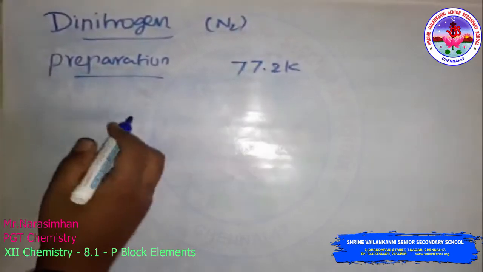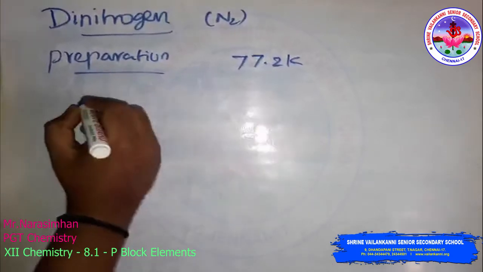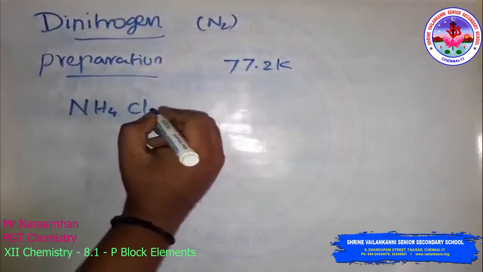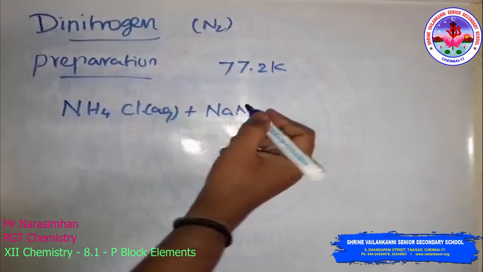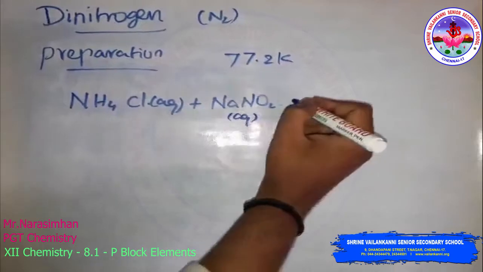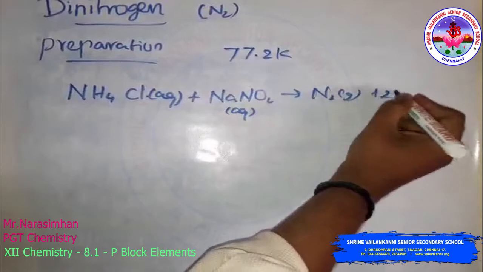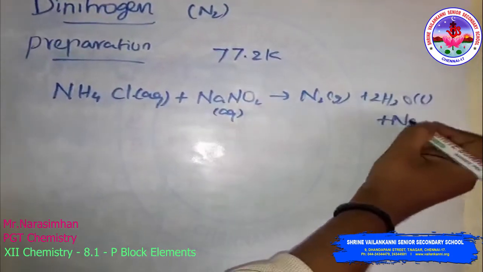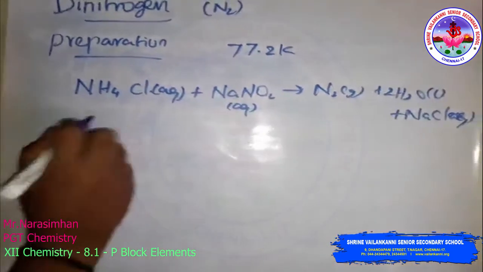Dinitrogen can be prepared by treating an aqueous solution of ammonium chloride with sodium nitrite. For example, NH4Cl, an aqueous solution of ammonium chloride, is treated with sodium nitrite, also in aqueous form, to form nitrogen gas, water, and sodium chloride salt in aqueous form.